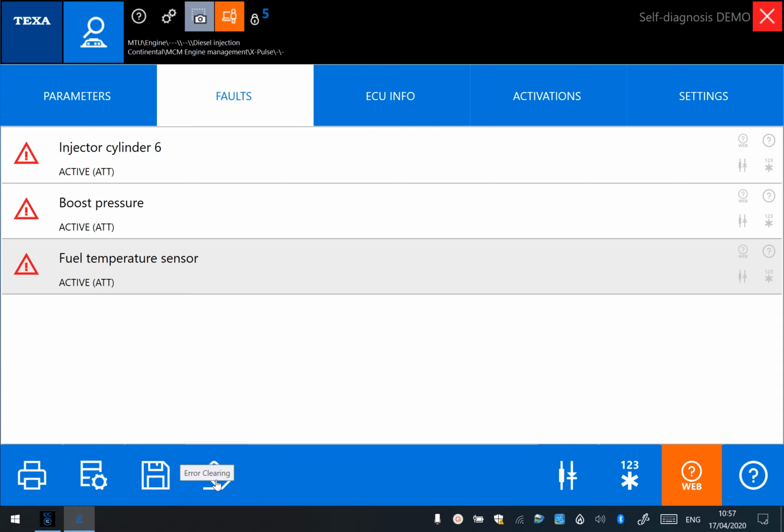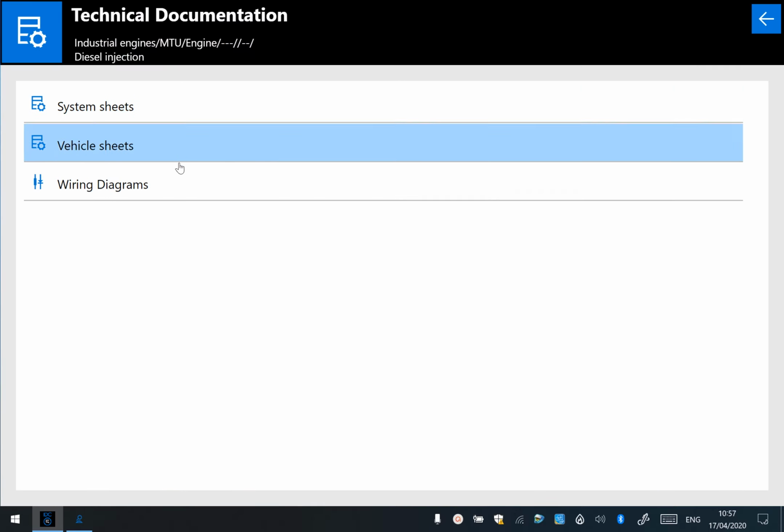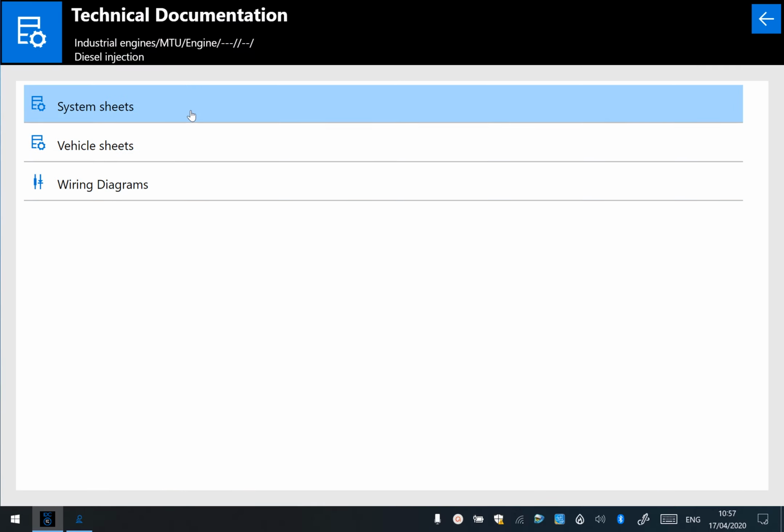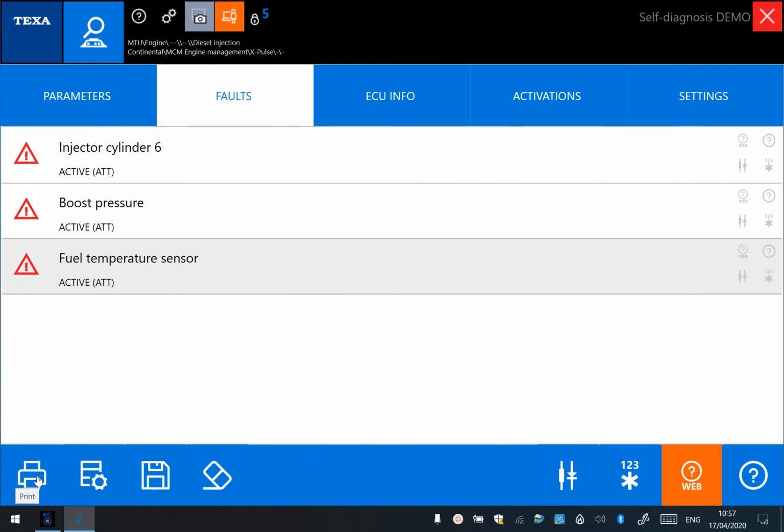Just along the bottom here, we can obviously error clear if there are memory faults. We can also save this information, which actually saves this into the software, into your customer management system. So actually you can build up a database of all your vehicles every time you plug in, every time you make a fix, and just keep that detailed history. You've also got access to the technical documents, so again, wiring diagrams, vehicle sheets and system sheets. We'll get to those in a while, and you can also print all this information.